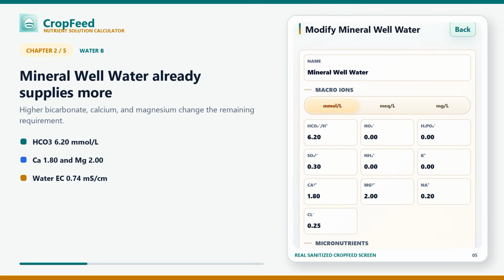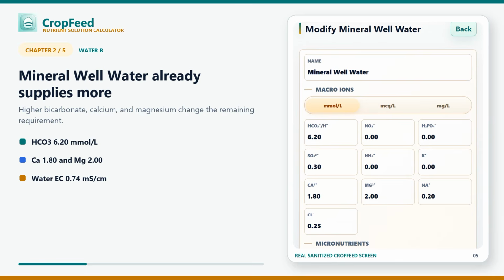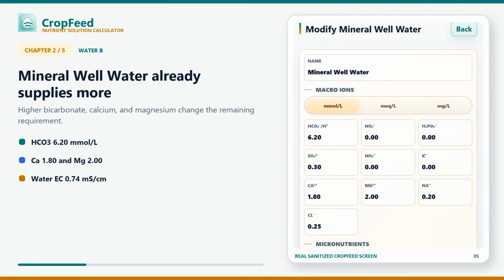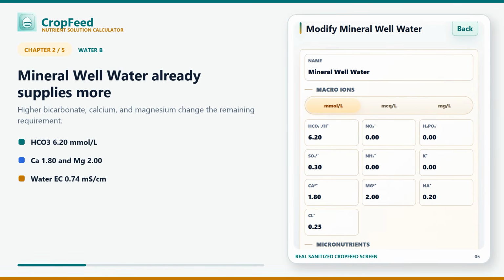The second profile is mineral well water. It contains 6.20 millimoles per liter of bicarbonate, 1.80 calcium, 2.00 magnesium, and 0.30 sulfate. Its water EC is 0.74. Sodium and chloride remain the same as the first profile, so this comparison isolates the mineral and alkalinity differences.